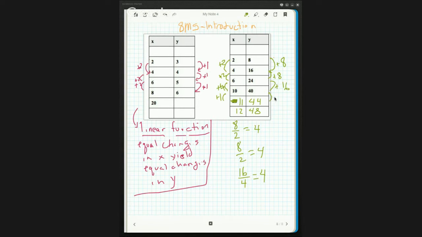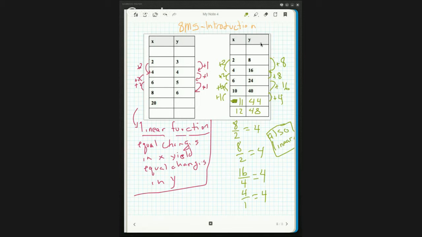So the idea is you figure out how much y changes and how much x changes, and as long as they're changing by the same amount per x, we're still linear. Okay. So yes, this is also linear. And if this didn't make perfect sense, blame that on me. Maybe I didn't explain it that well. But we'll continue to go over this in class over and over again.